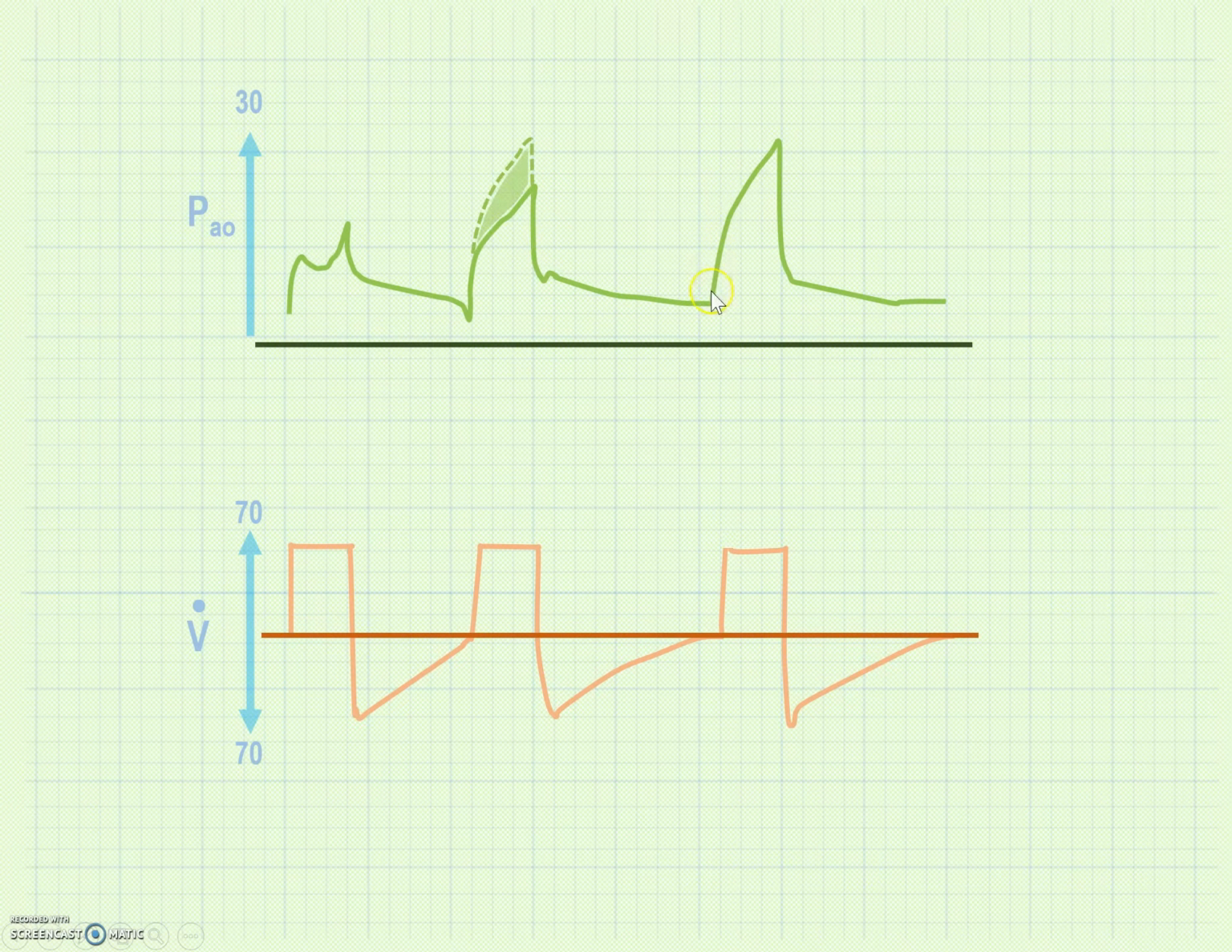So this breath is paralyzed compared to these two. So if you were to lay this breath on top of these two breaths, you can see that this green area is what the muscles of inspiration are generating. So this patient is generating really strong diaphragmatic contractions that you can only see in the dependent variable waveform. You don't see it in the independent variable waveform because this is a volume-targeted breath.